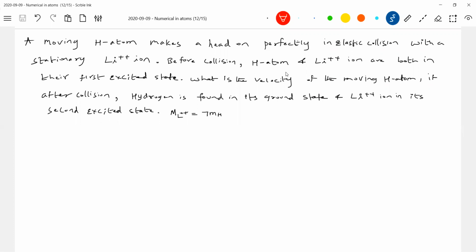Head-on is telling, I think somewhere he is saying, makes a head-on collision. How to write this equation?